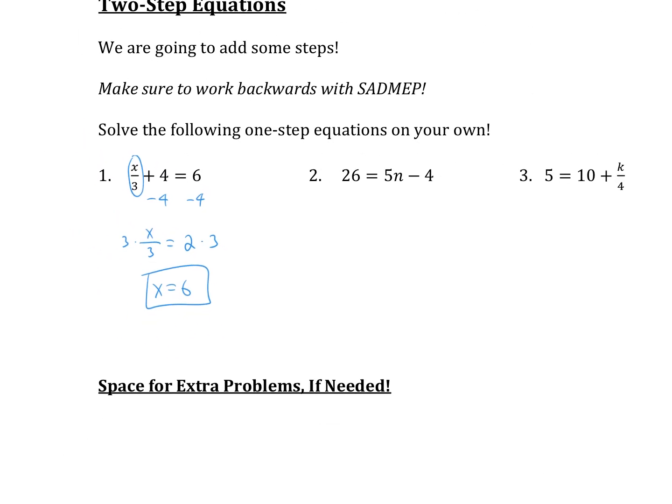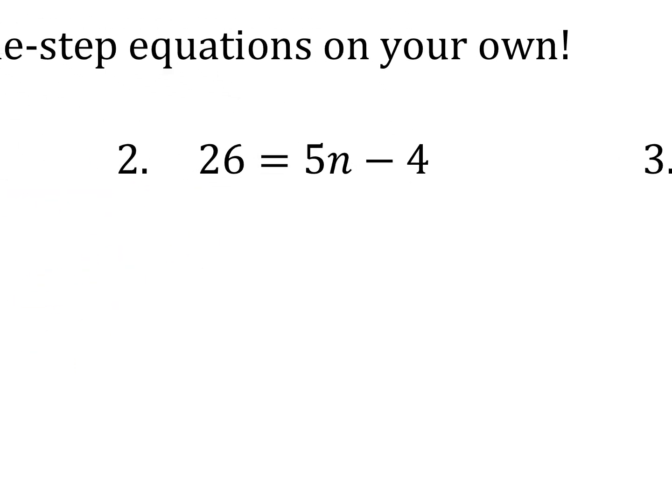All right, now we've gone through one together. Why don't you guys go ahead and try 2 and 3? Okay, 26 equals 5n minus 4. So any addition or subtraction to take care of here? Yeah, we got that minus 4. How do we undo subtracting 4? We're going to add 4 to both sides. So 26 plus 4 is going to be 30 equals 5n.